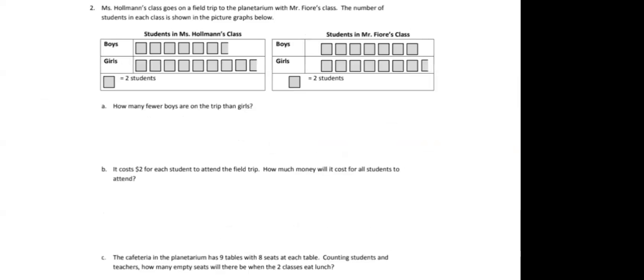All right, number 2. Miss Holman's class goes on a field trip to the planetarium with Mr. Fiore's class. The number of students in each class is shown in the picture graph below. Please be careful and look at the key. The square equals 2 students.